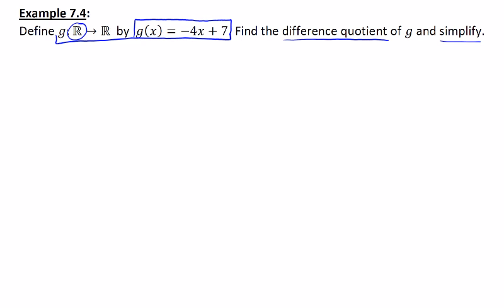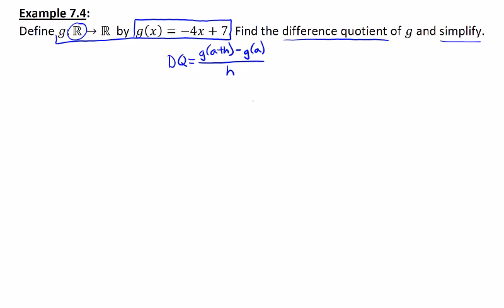And we're also supposed to simplify. So since we're wanting to do a difference quotient, and the difference quotient is a very specific type of average rate of change, I'm not going to call it AROC, I'm going to call it DQ to represent the difference quotient. And the formula for the difference quotient needs to be adapted for my function name. So it's going to be g of a plus h minus g of a all divided by h.